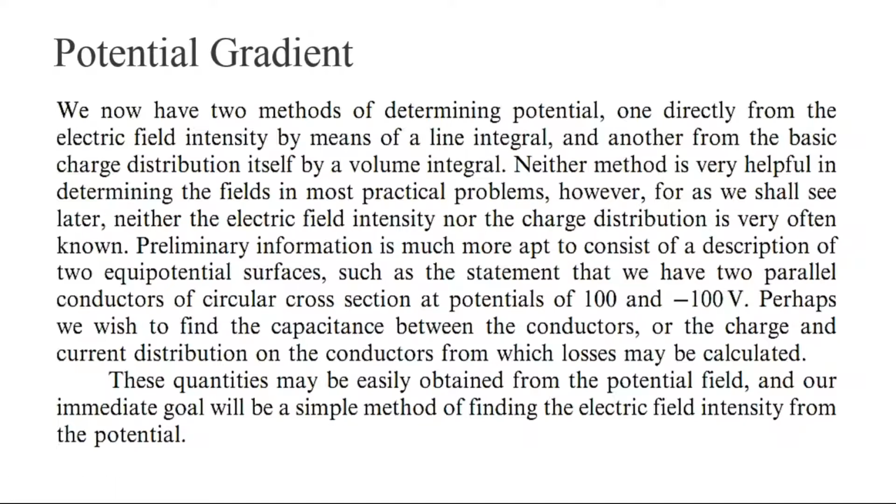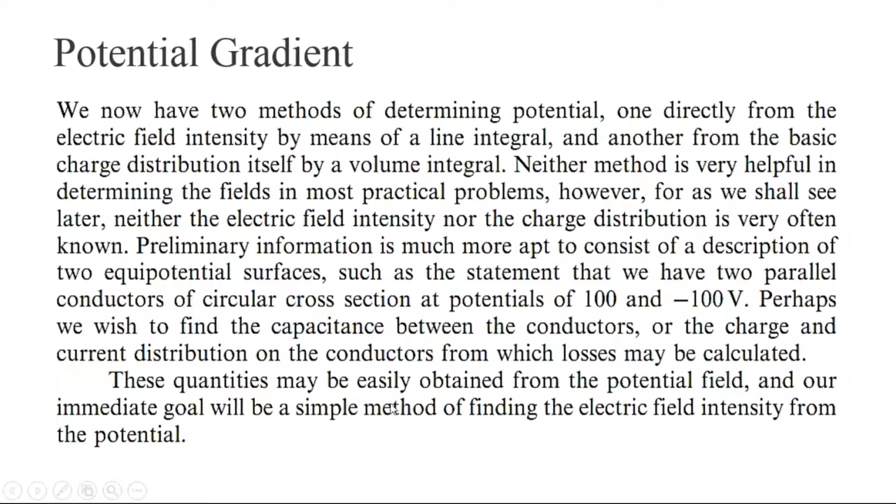If we have two parallel conductors of circular cross section, one at 100 volts and the other at minus 100 volts, and we wish to find the capacitance between the conductors, or the charge and current distribution on the conductors from which losses may be calculated, these quantities can be easily obtained.